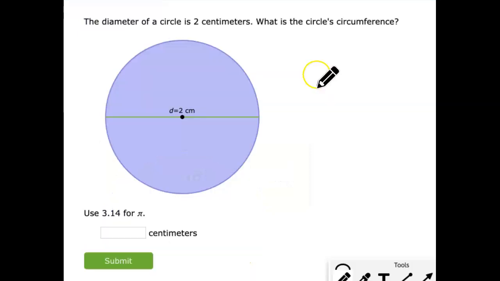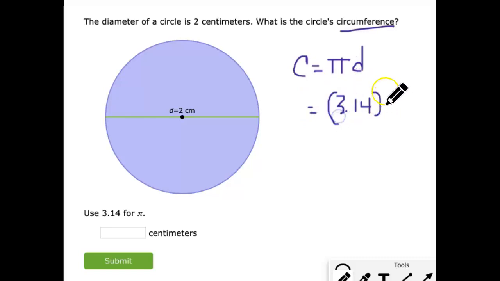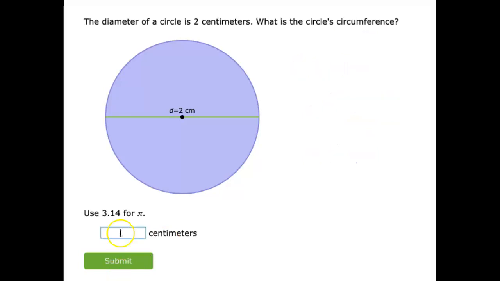Awesome. So in this case, we're still looking for the circumference, but given is the diameter. So we could use the formula pi times the diameter, equals 3.14 times the diameter, which is 2. So that is still going to give us 6.28. Same answer. Okay, let's check our answer. 6.28.